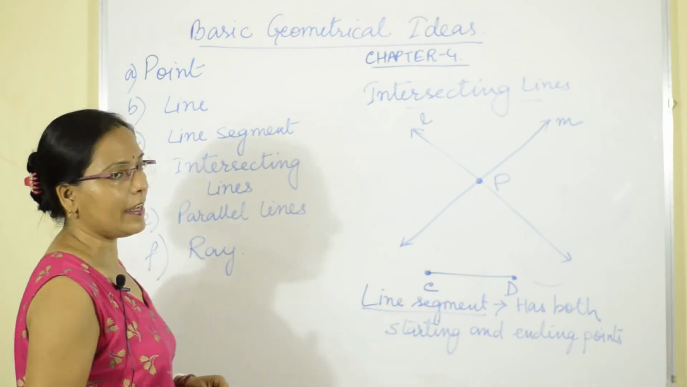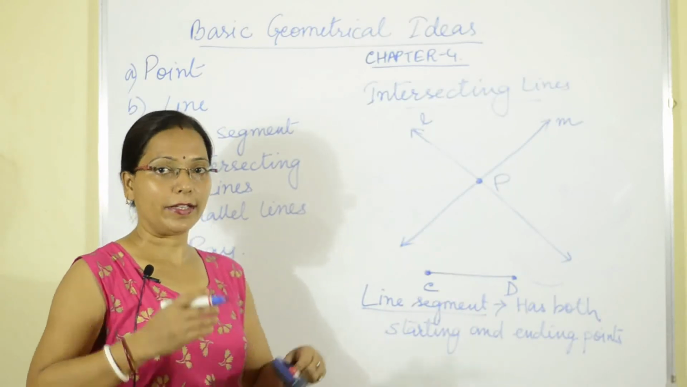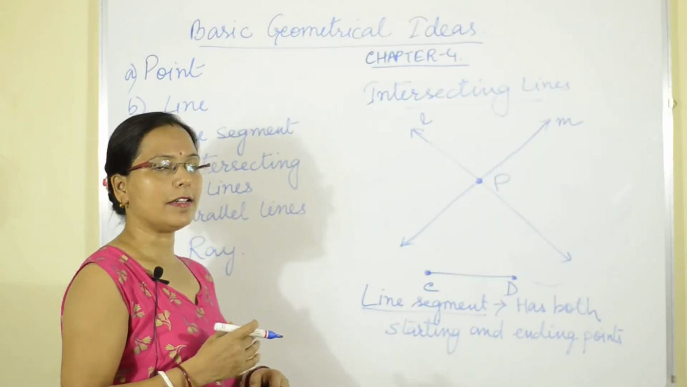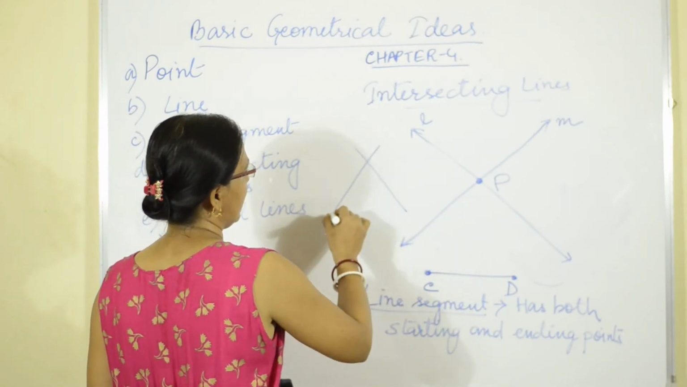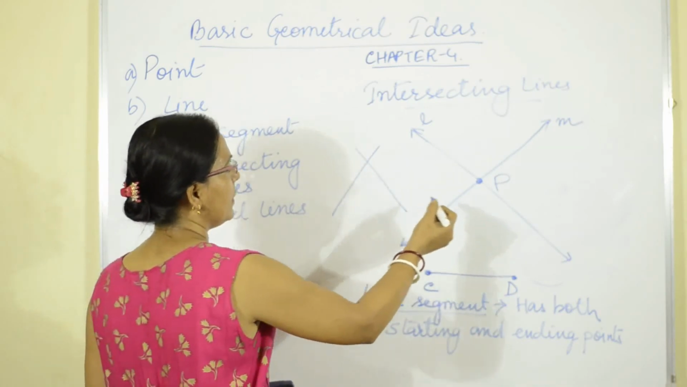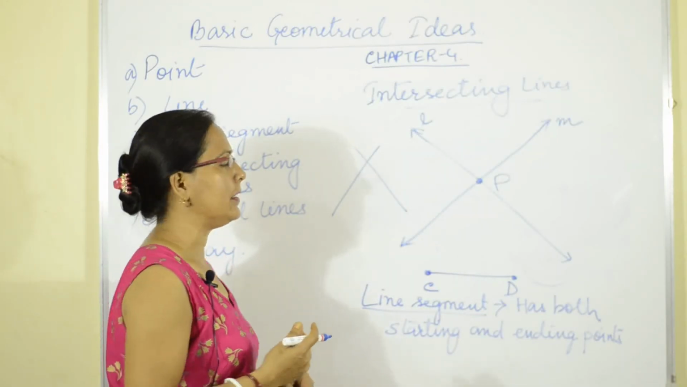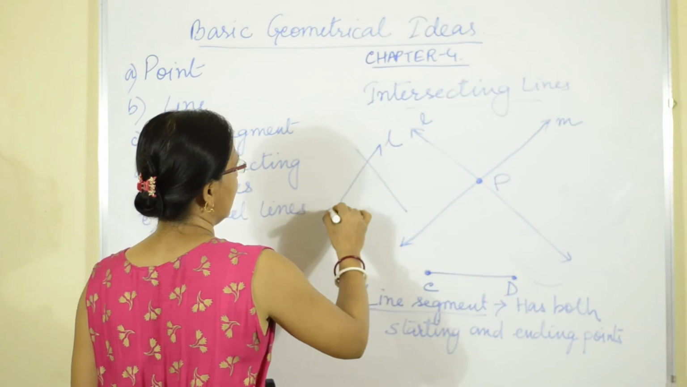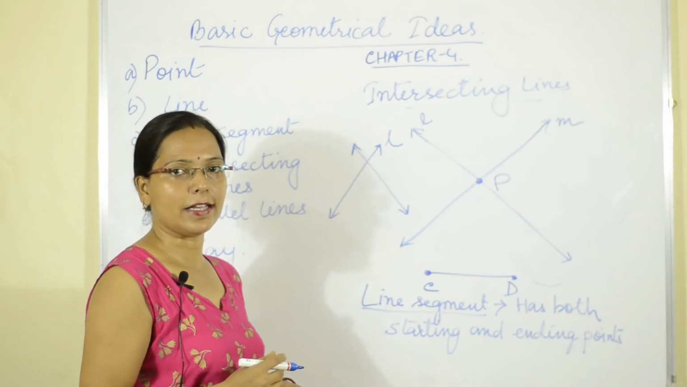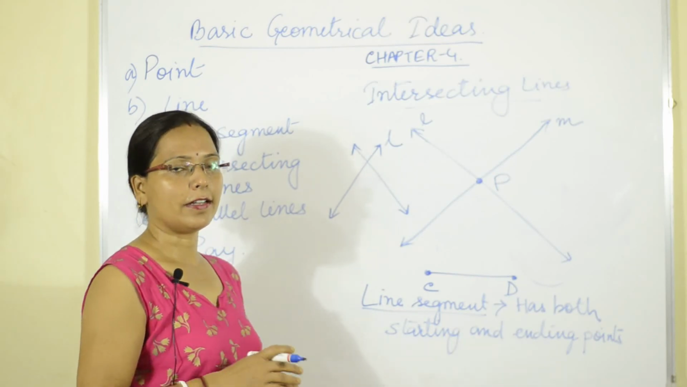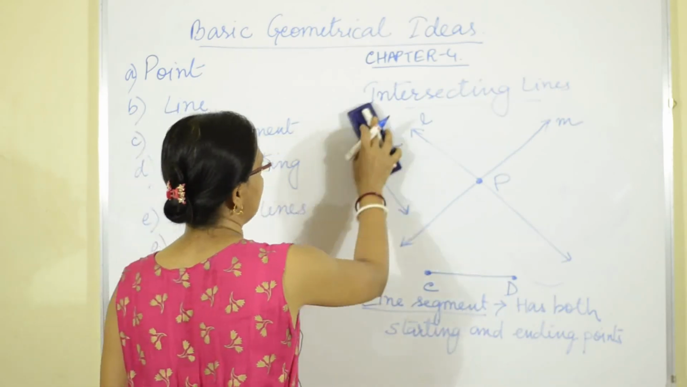Such lines are called intersecting lines, where they meet at a point. They can even meet in this way. This is also an intersecting line. It is not that they will have to meet at the midpoint only, they can meet anywhere, that is they are intersecting each other. Make sure when you draw a line, you mark arrows on either side, otherwise that will become a line segment and not a line. You need to understand this difference. So, this is what two intersecting lines are.